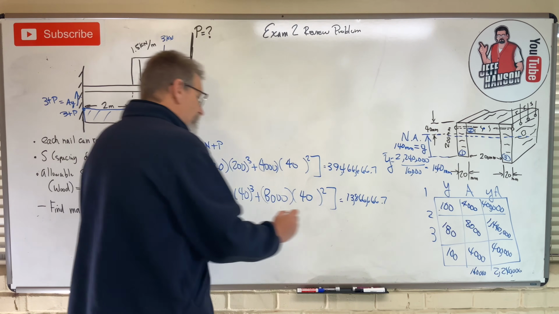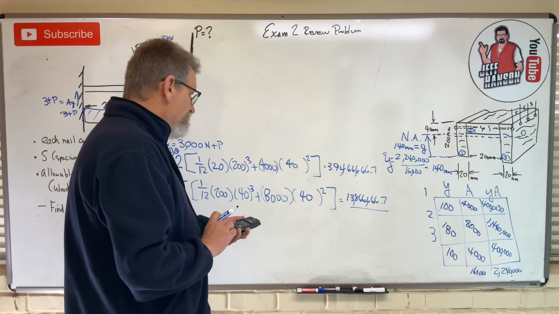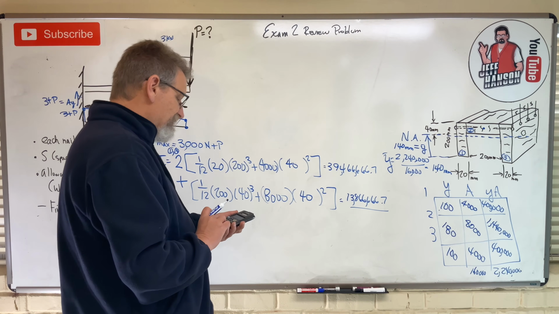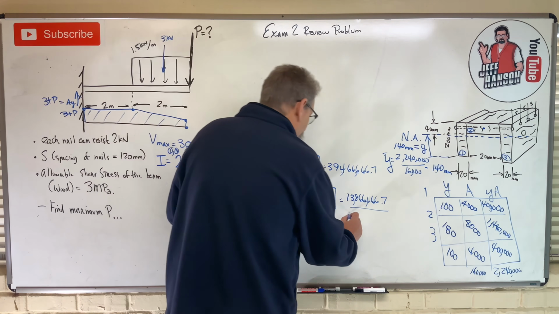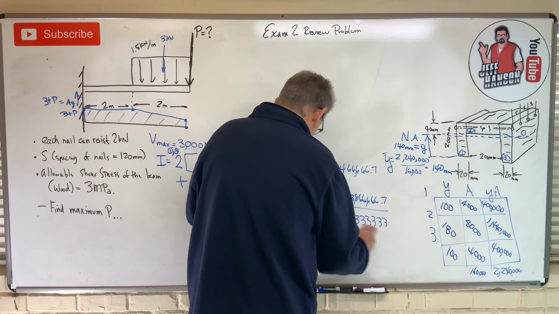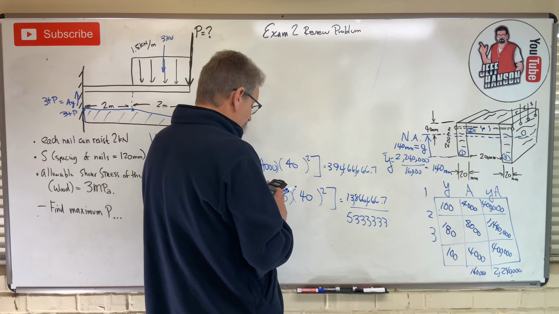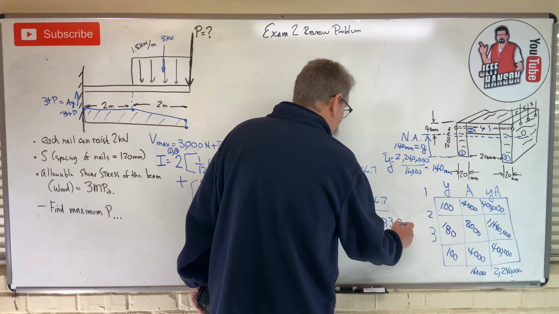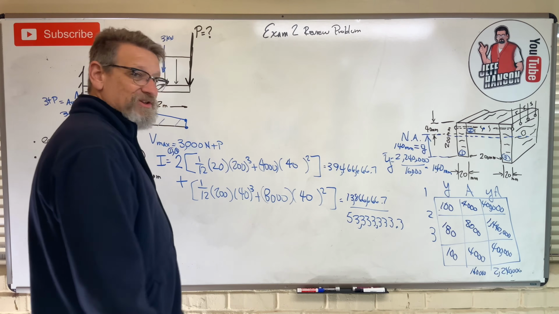Okay, so add those two together and I got I, right? So plus 39,466,666.7 equals 53,333,333.3. There's a lot of threes. How many threes is that? Seven threes. There you go, 53 million. Now what units is on that?